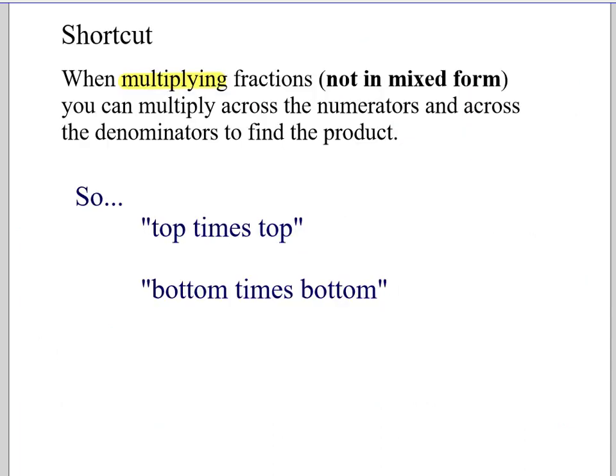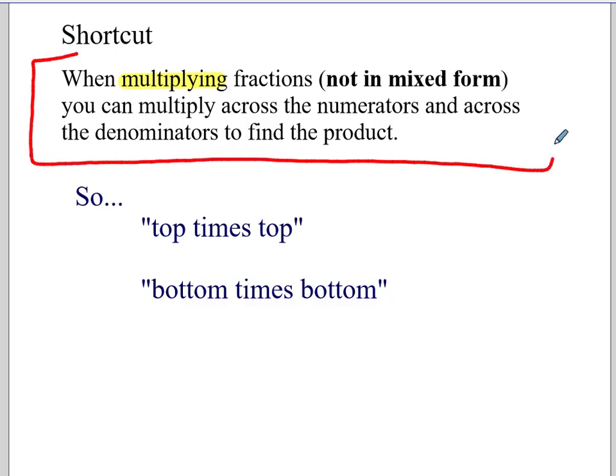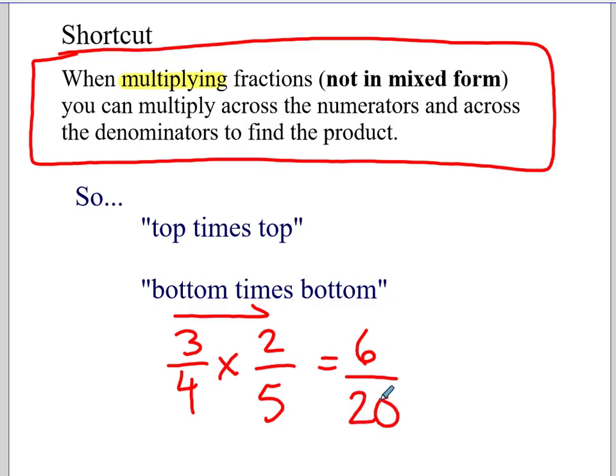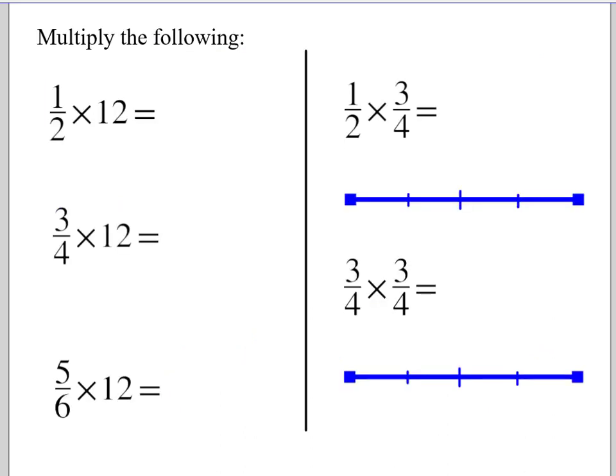So here's the shortcut. When multiplying fractions, I'll put that in a big red box, it's really important. When multiplying fractions, not in mixed form, so we're going to avoid that for now, you can multiply across the numerators and across the denominators to find the product. Okay, so top times top, bottom times bottom. So if you had 3/4 times 2/5, you would multiply across the top and get 6. You would multiply across the bottom and get 20, and then you could do any kind of lowest terms you want to change its appearance. Okay, so let's try a couple, make sure we've got this.